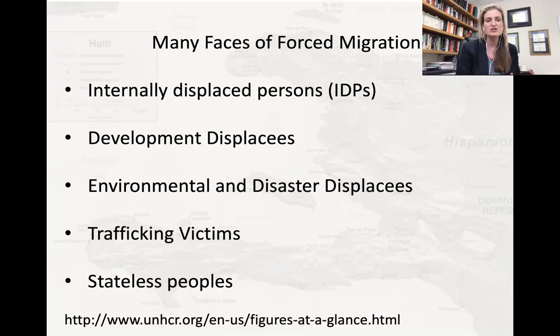What about environmental, and how many development displacees? 15 million, okay. How many folks live in Texas? Does anybody know the population of Texas?